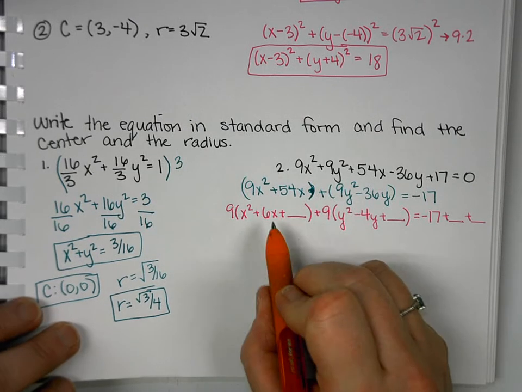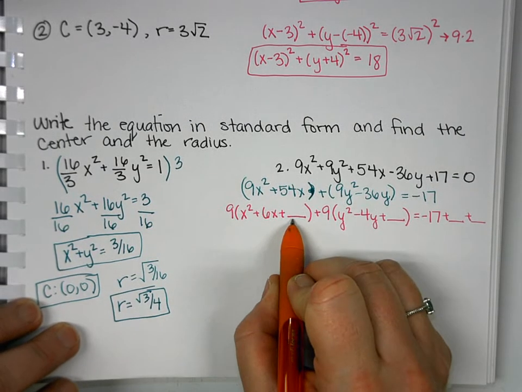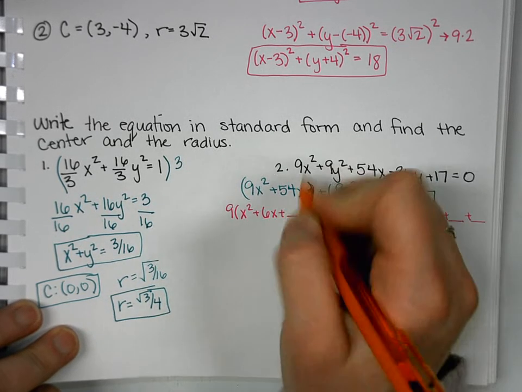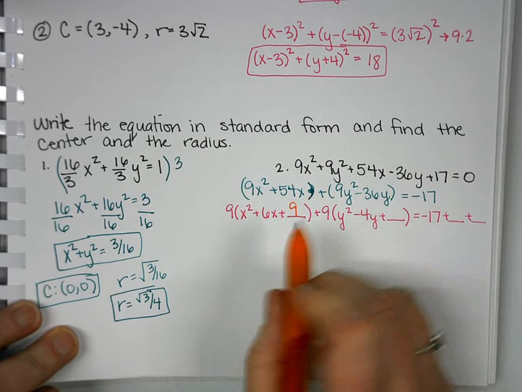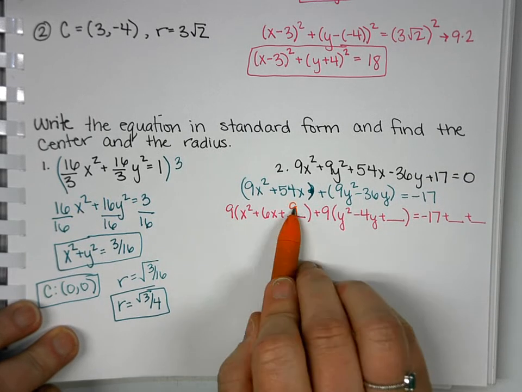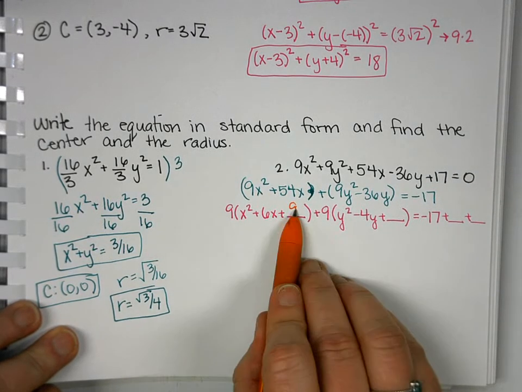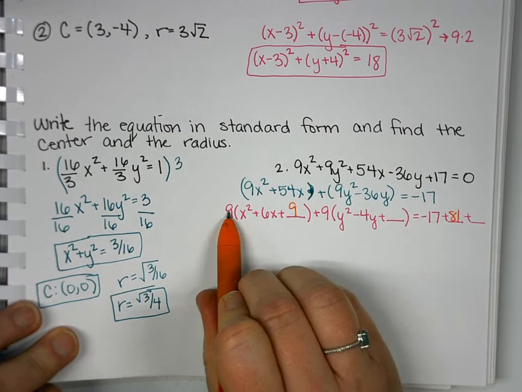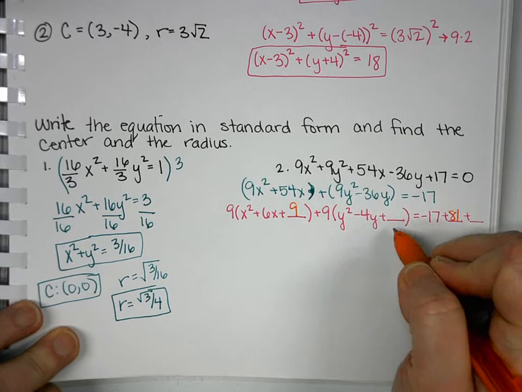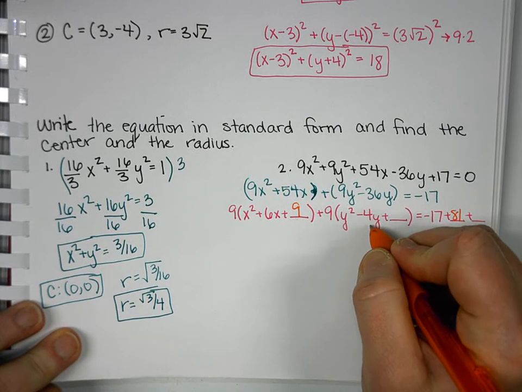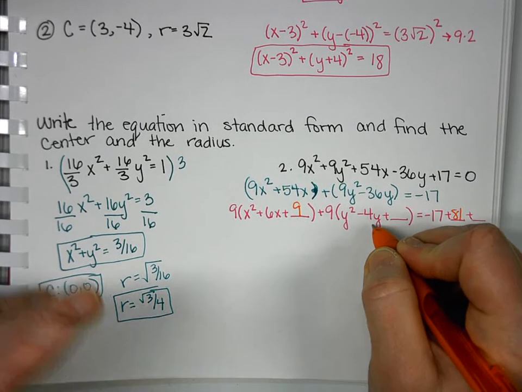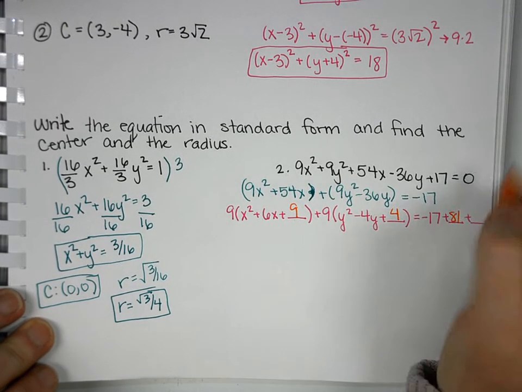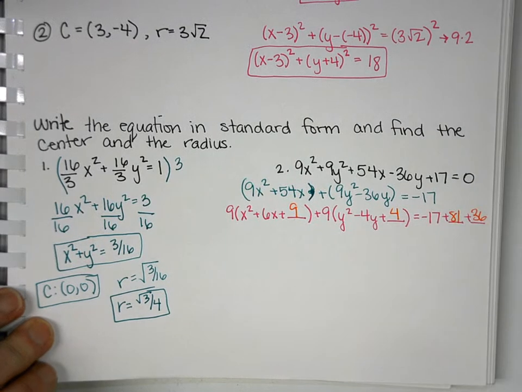So find this number, that's our b divided by 2 squared. So 6 divided by 2 is 3. 3 squared is 9. And because there's a 9 on the outside, to the opposite side, we're going to actually add 81. Multiply 9 times the 9 out front. For the second one, negative 4 divided by 2 is negative 2. And negative 2 squared is 4. 4 times 9 is 36. So that's what we're going to add to the other side.